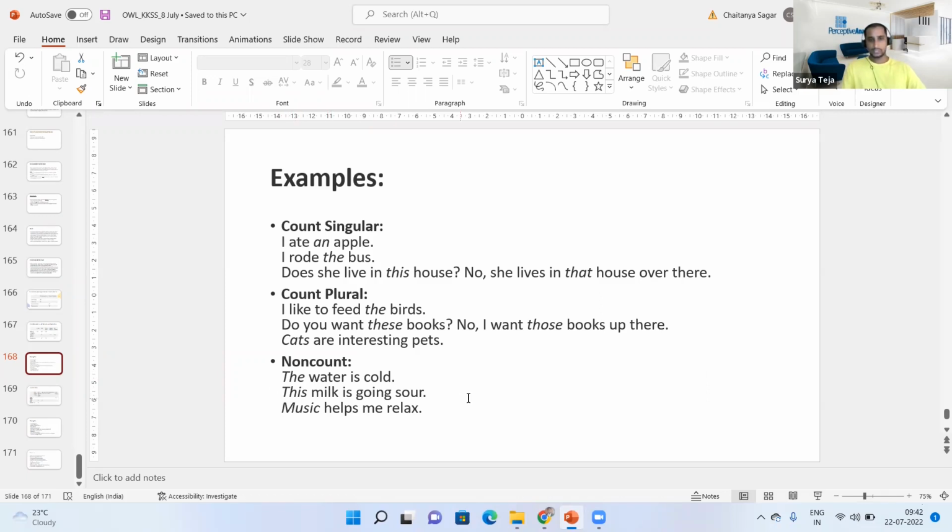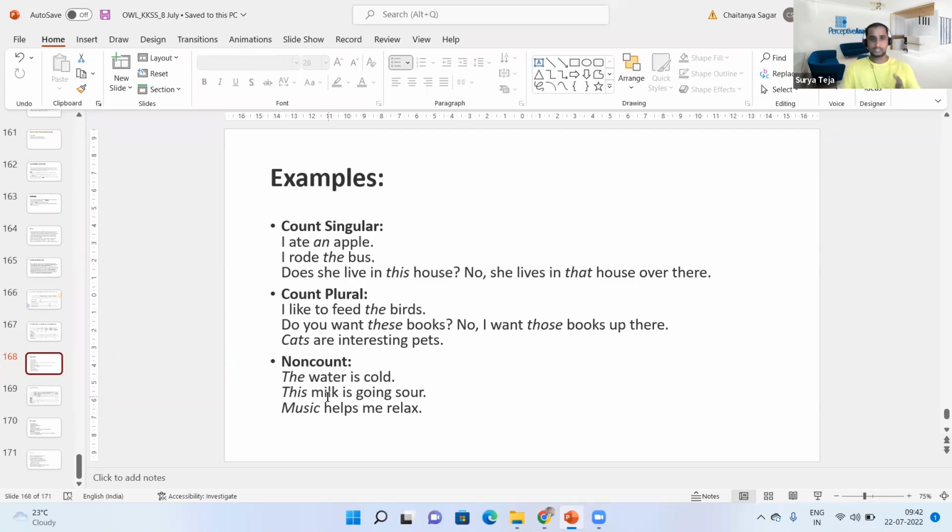This milk is going sour. You can obviously use this or that for non-count nouns, but not these or those, because those are used only in the plural sense. So it is not pluralized here, milk. You're talking about milk, which is a non-count noun. This milk is going sour, or that milk is going sour.